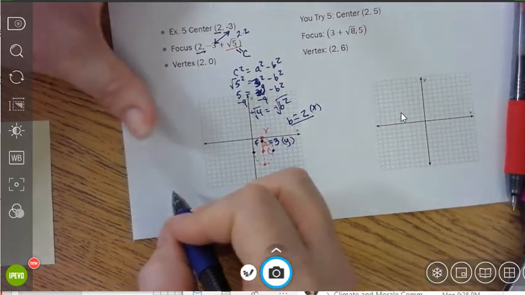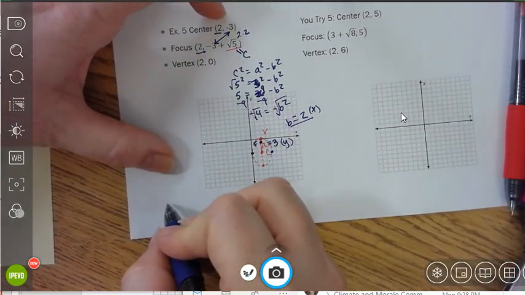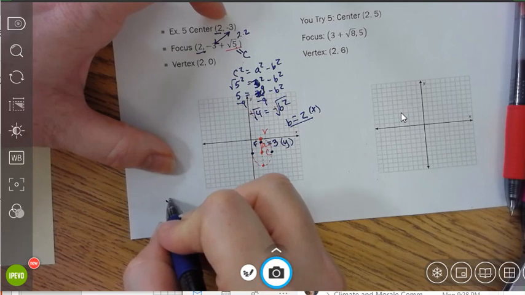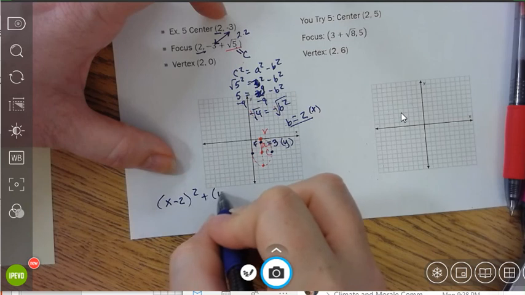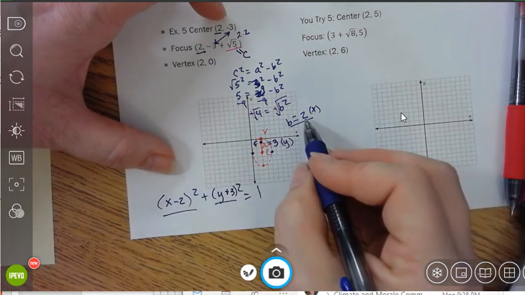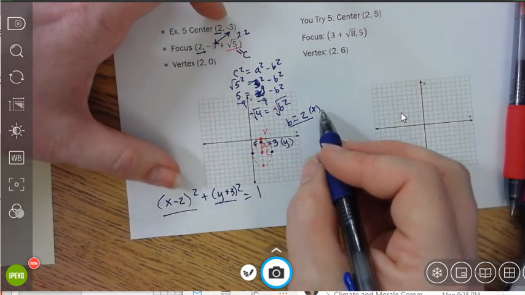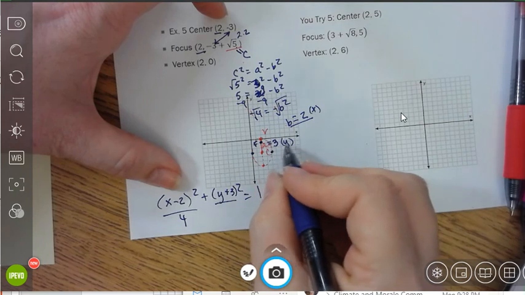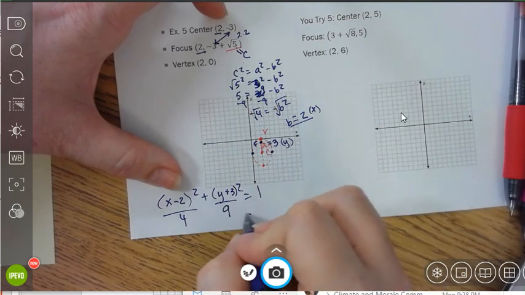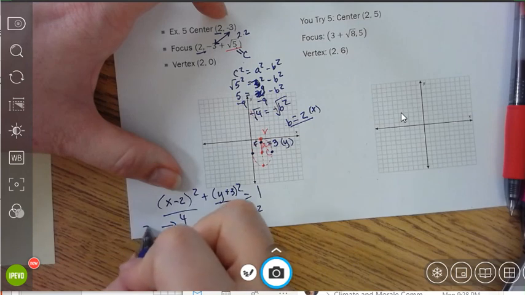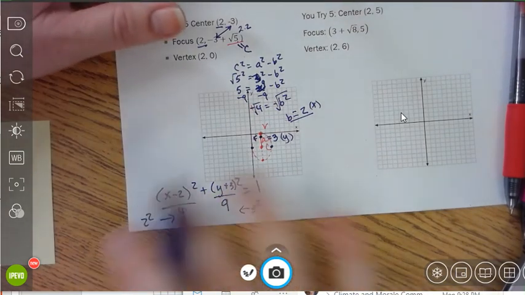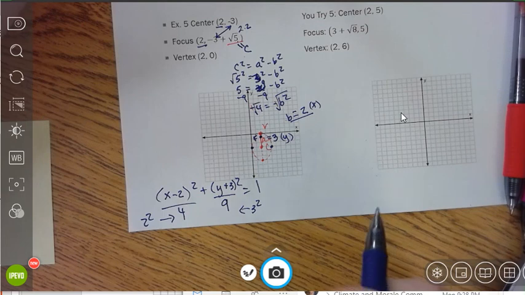So I'm going to write my equation from the center. I get x minus 2 squared plus y plus 3 squared, all over, equals 1. B is 2, and we said that was the x, so it goes to 4. A was 3, so that goes to 9. That's 3 squared. I'm glad I can square a 3 now. And that's a 2 squared, which is 4. So final answer.